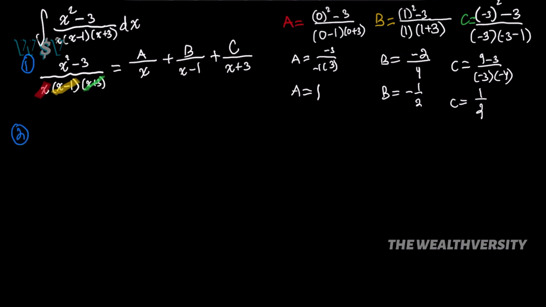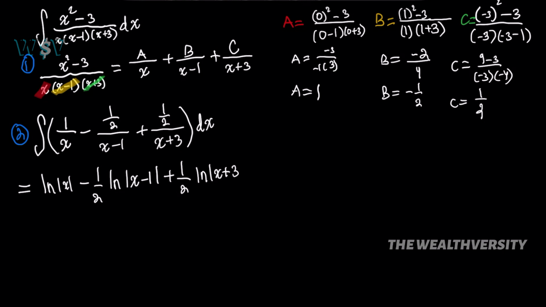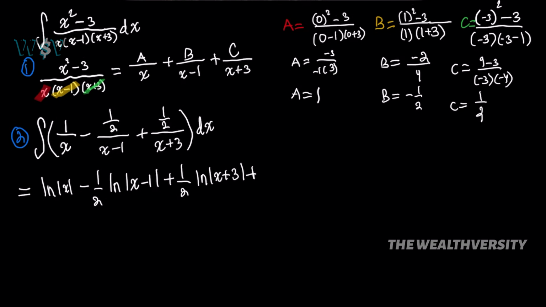Now that we found A, B, and C, we put them back in our integral that is now 1 over x minus half over x minus 1 plus half over x plus 3. Now it is very easy to integrate since we broke the function into smaller pieces. The final answer is ln of the absolute value of x minus half times ln of the absolute value of x minus 1 plus half times ln of the absolute value of x plus 3 plus C.